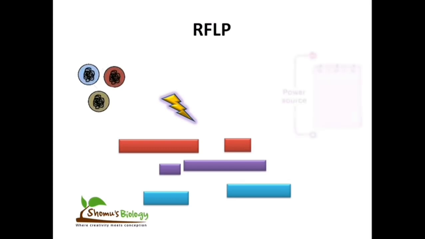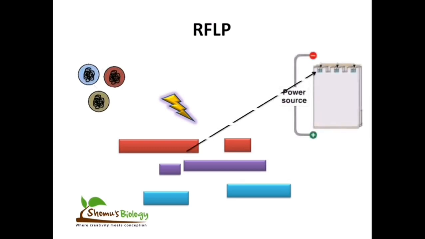Now after getting these fragments, we load them into the different wells of an agarose gel, and then we run the gel, and what we get is a characteristic pattern. This characteristic pattern is due to base pair deletion, inversion, transversion and translocation inside the DNA. These result in loss or gain of a recognition site, causing fragments of different length and character. That's what RFLP is all about.